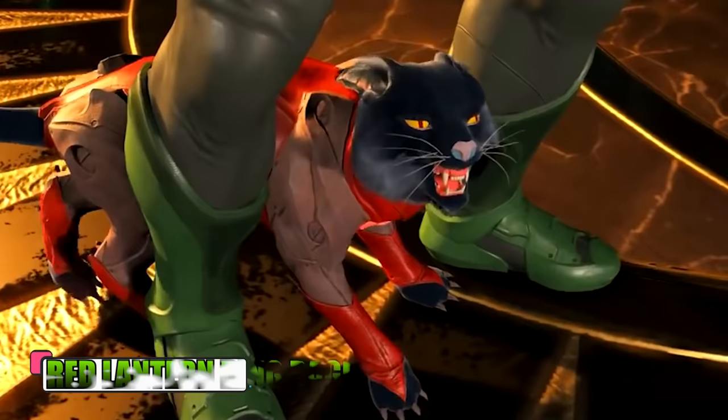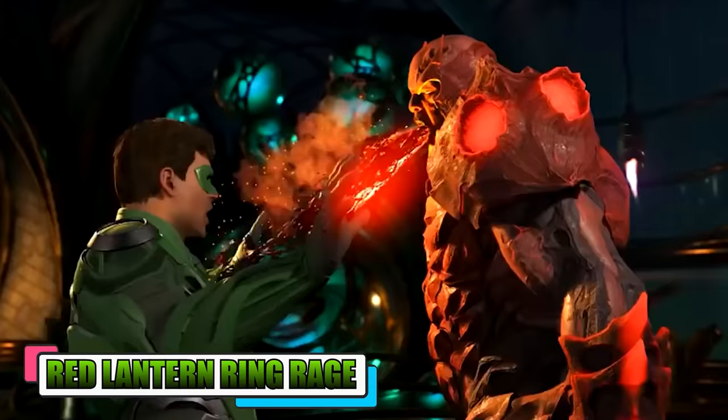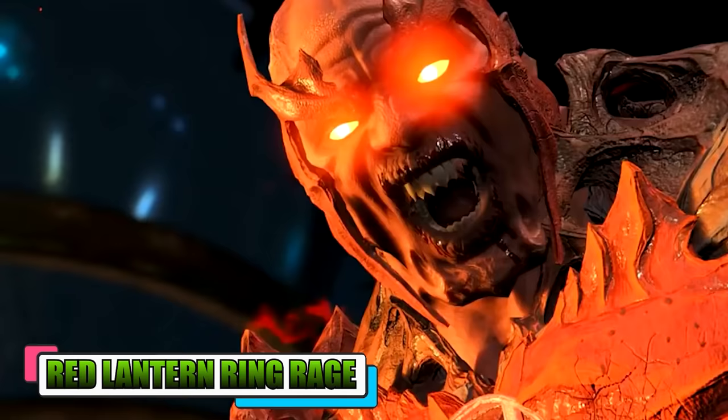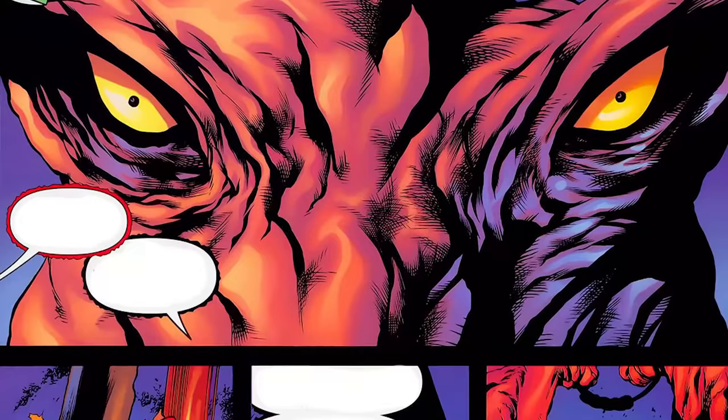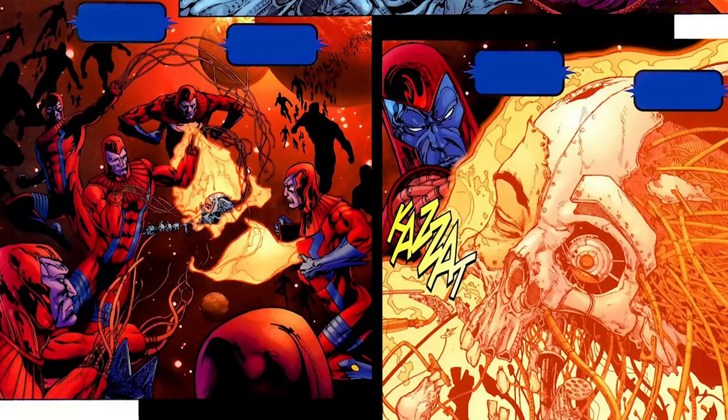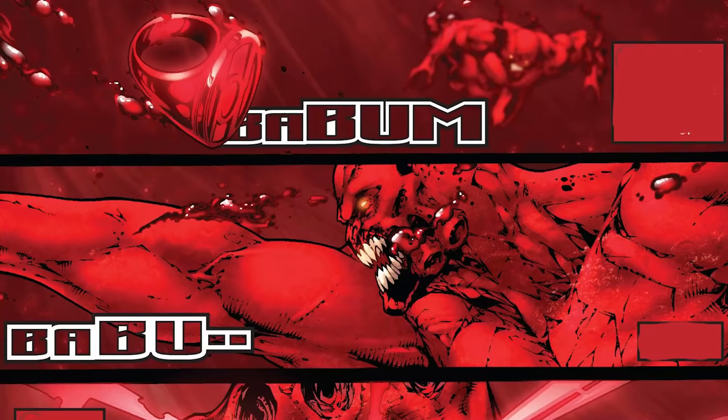Red Lantern Ring. Rage. One of the most dangerous Lantern Corps in the universe harnesses the power of an emotion so unstable it literally corrupts other emotions. Atrocitus used to be a relatively normal Ysmault before the Manhunter-led genocide of Space Sector 666. In its aftermath, he transformed into a rage-filled, vengeance-driven tyrant who sought bloody revenge against the Guardians.